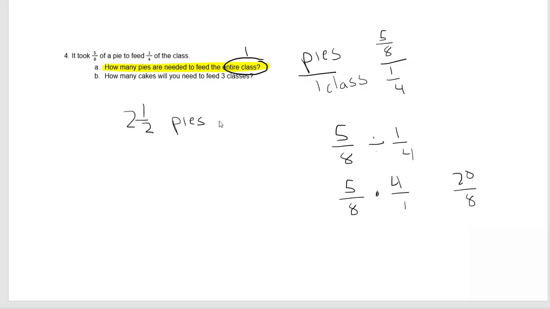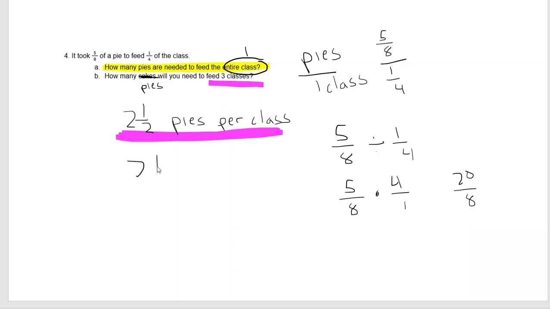pies per one class. Now, on the next question, it asks, how many cakes will you need to feed 3 classes? And remember, I told you to change that to pies. So how many pies will you need to feed 3 classes? So if it takes you 2 1/2 pies for 1 class, and you want to know how many you need to feed 3 classes, you're just going to take that 2 1/2 and you are going to times by 3, and that is going to give you 7 1/2 pies in total. Okay, next question.